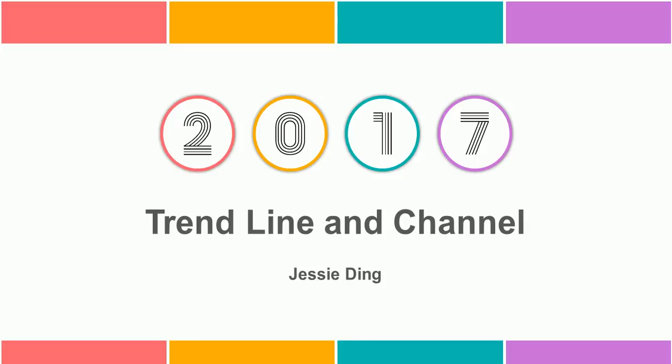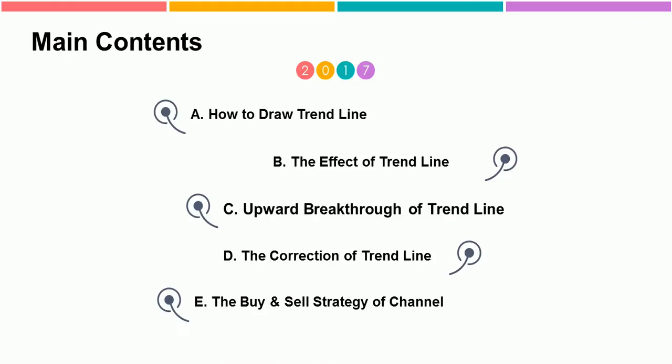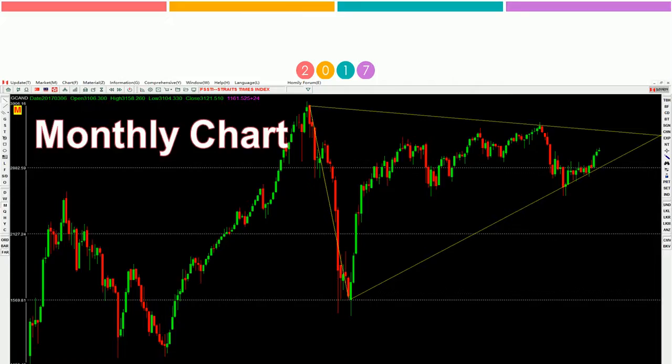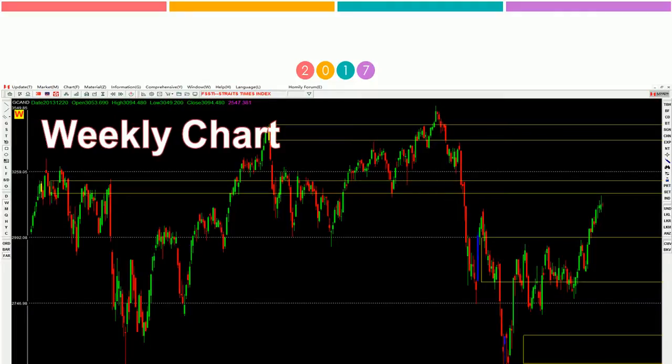First the graph, yes. Okay, let's see the first one. This is the monthly chart of STI index. So for the monthly chart, I draw the triangle pattern. So from the chart pattern, we know that if the market can upward break out the triangle pattern, maybe have a new chance. Okay, so this is the monthly chart. Let's see the weekly chart.